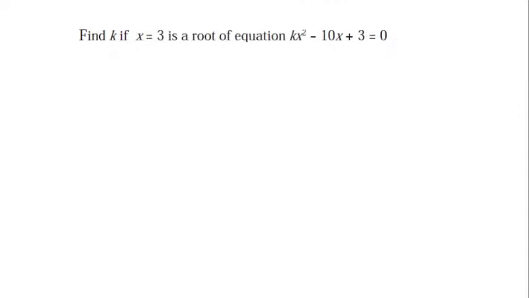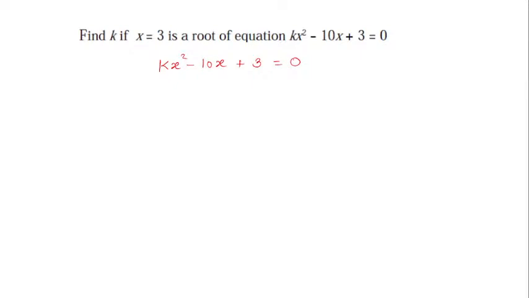Now we have another question based on the same concept, that is find k if x is equal to 3 is the root of equation kx square minus 10x plus 3 is equal to 0. So first of all we should write the given equation, that is kx square minus 10x plus 3 is equal to 0. So this equation is given to us, and in this, x is equal to 3 is given to be a root of the equation.